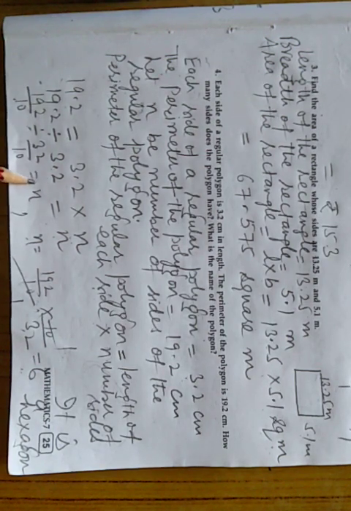An 8-sided regular polygon is called an octagon. A 9-sided regular polygon is called a nonagon. And a regular polygon with 10 sides is called a decagon. So this is about the polygons, and now it has 6 sides, so this polygon will be called what? Hexagon. We will call this polygon a hexagon.